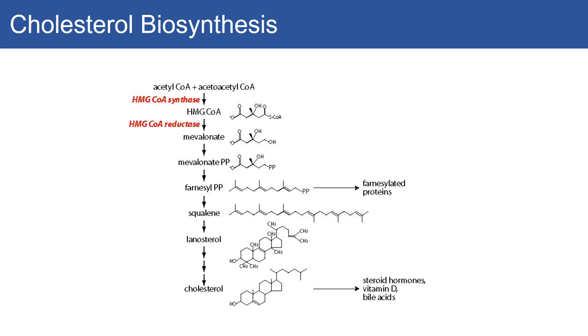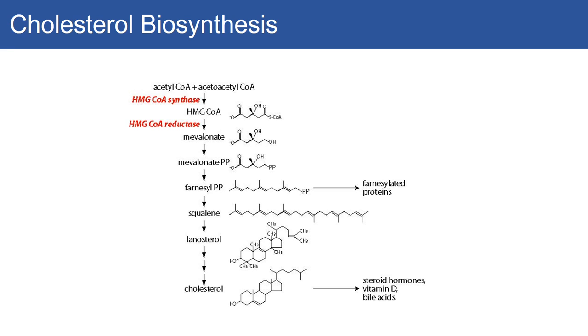So then we go to mevalonate, phosphorylated mevalonate. We go to farnesyl PP. From there we can branch out and go to farnesylated proteins, which have different functional properties. We can go to squalene, lanosterol, and then we end up at cholesterol. From there we can build up all the steroid hormones, the vitamin D, the bile acids, all sorts of pathways that exist off this. This is the generic cholesterol pathway.